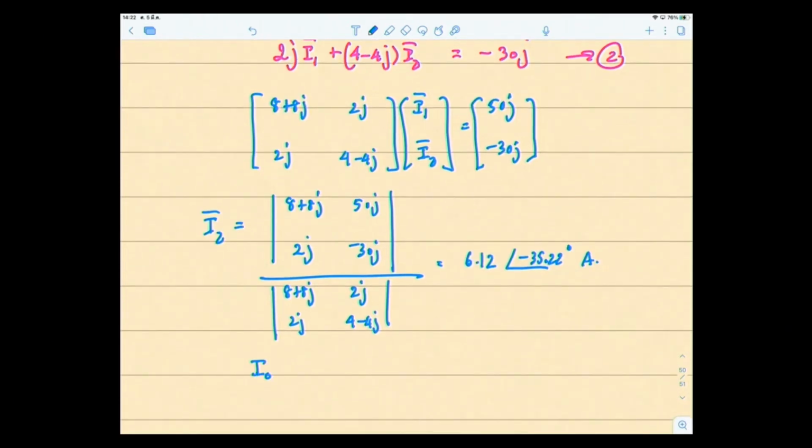But the answer Io is equal to minus I2. So therefore it is minus 6.12 angle minus 35.22 degrees amps. Okay. Or if you don't like the negative sign in front of 6.12, you can write it as 6.12, the angle is minus 35.22 plus 180 degrees amps. Okay, so that's an example for mesh analysis.